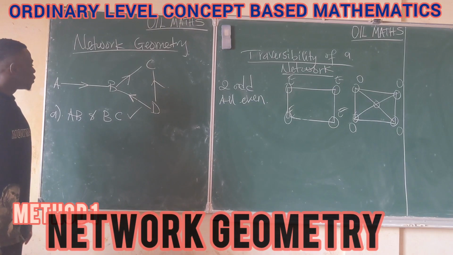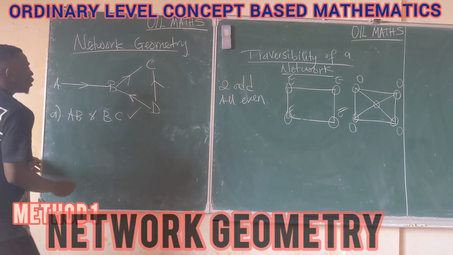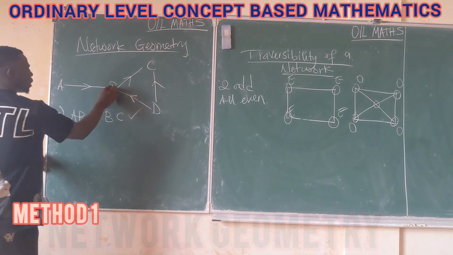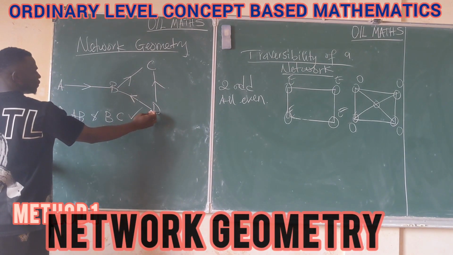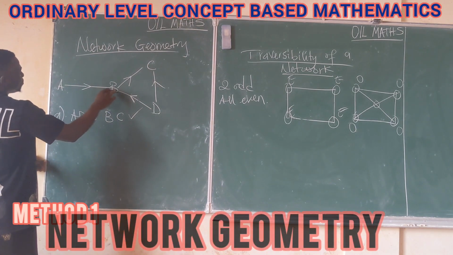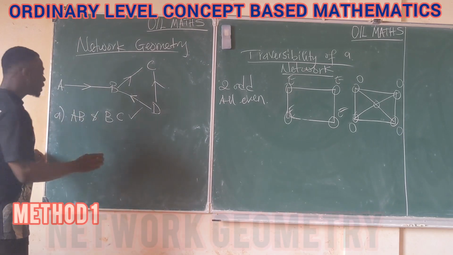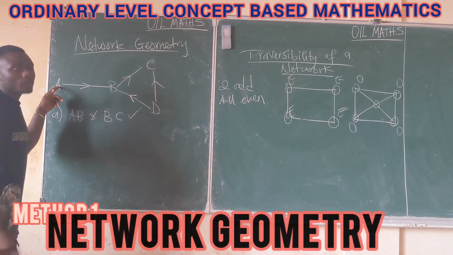What about moving from D to A? Now, is it possible for us to move from D to A? How many ways are there for us to move from D to A? Let's say we start from D, yes, D to B. Now it's not possible for us to move from B to A. So you see that there is no possible way for us to move from D to A.